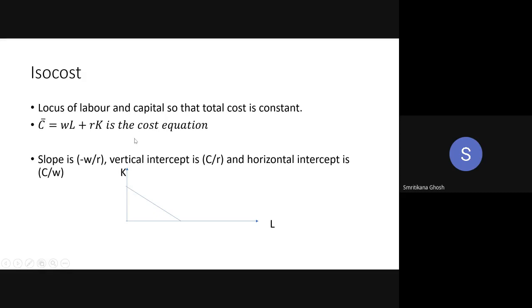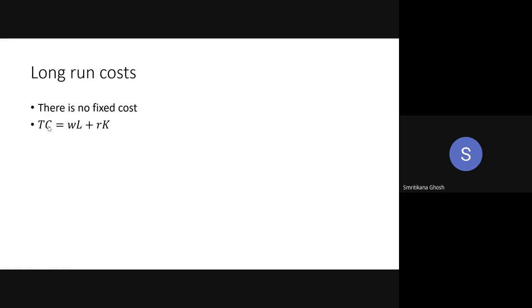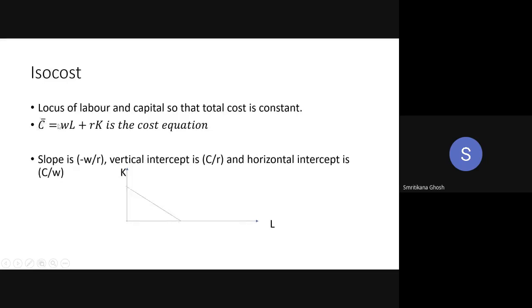Now, what is your cost equation in that case? See, from the last slide, your total cost is equal to WL plus RK. It is here as well. Total cost is replaced by C, WL plus RK. But as by definition your total cost is constant, C has a bar. So C bar is equal to WL plus RK. This is the ISO cost equation.